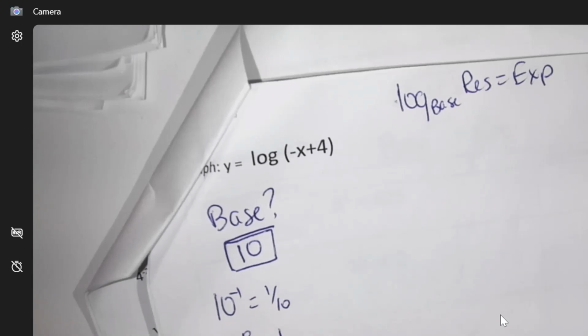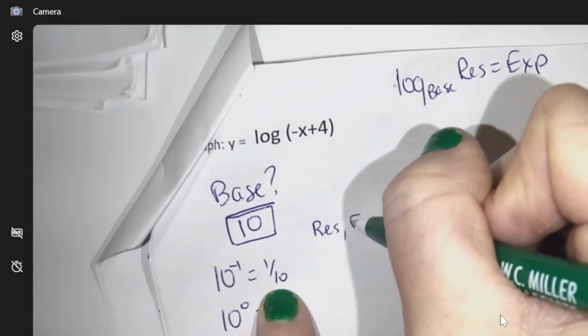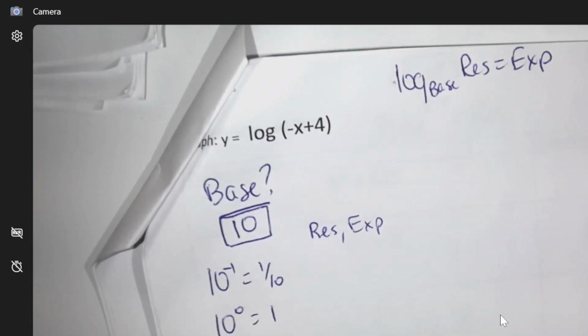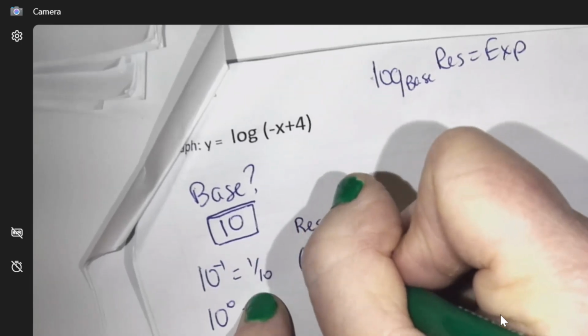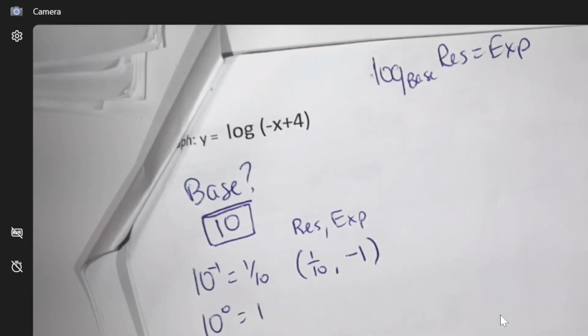Okay, so since this is a log, how should I write my coordinate? I should write it as result, comma, exponent. The opposite of your brain. Usually in math in all the past, you get the exponent and then figure out the result. Logs are doing the opposite. We have the result, and then at the end, we figure out the exponent. That's what a log does, right?